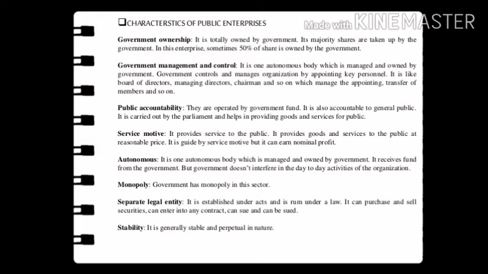Second, government management and control. It is one autonomous body which is managed and owned by the government. Government controls and manages the organization by appointing key personnel. It is like board of directors, managing directors, chairman and so on, which manage the appointing, transfer of the members and so on.